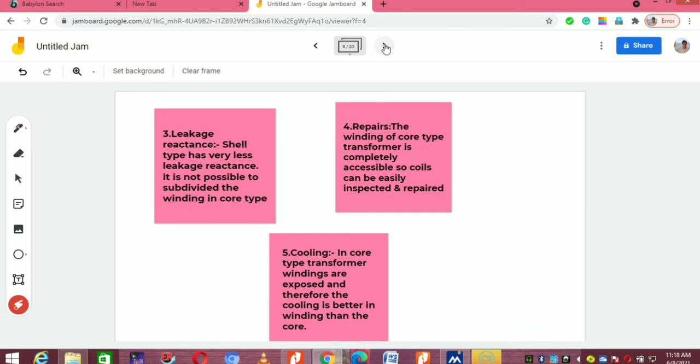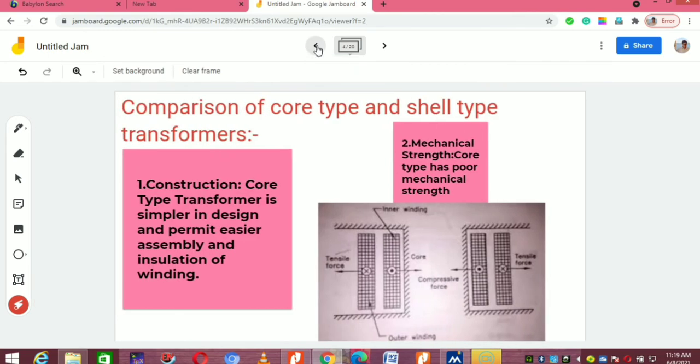Next we will discuss about the repairs. The winding of the core type transformer is comparatively accessible, so coils can be easily inspected and repaired. Very easy to repair in the case of the core type transformer. Why? Because see the figure.